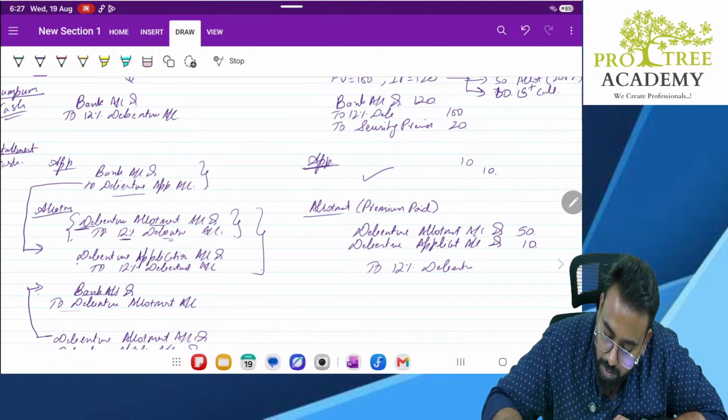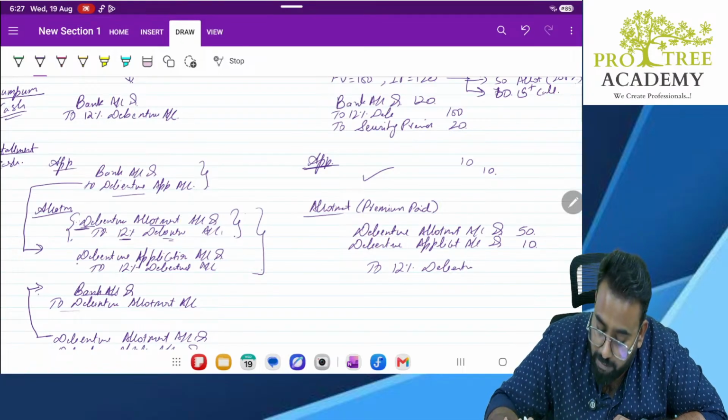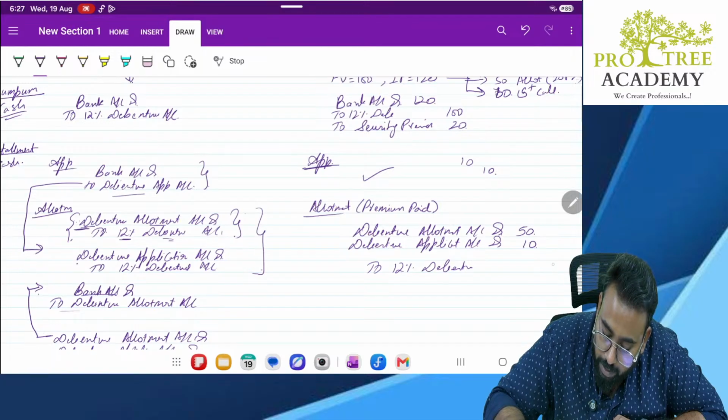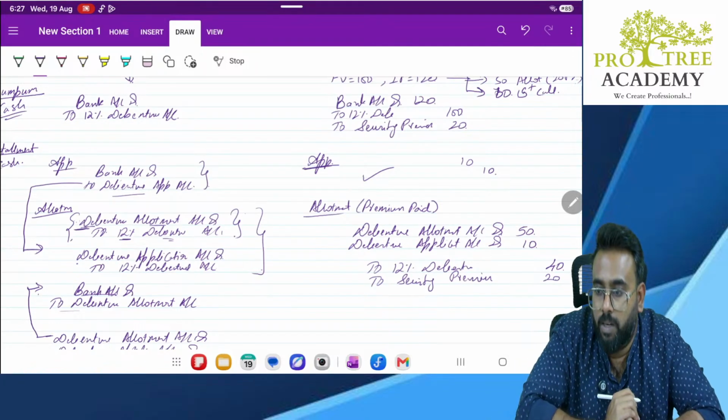How much? Don't write 50 plus 10. Why? Because the security premium is also included. So leave the security premium. If you leave the security premium, how much will it be? 40. To security premium 20. Clear? Any doubt?